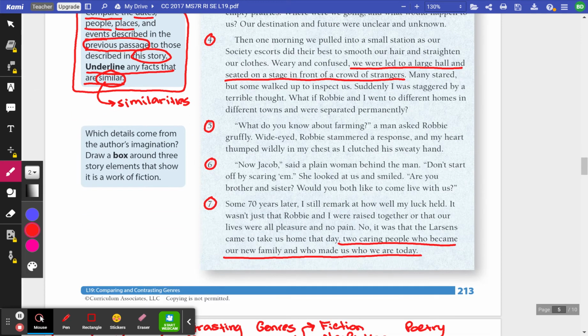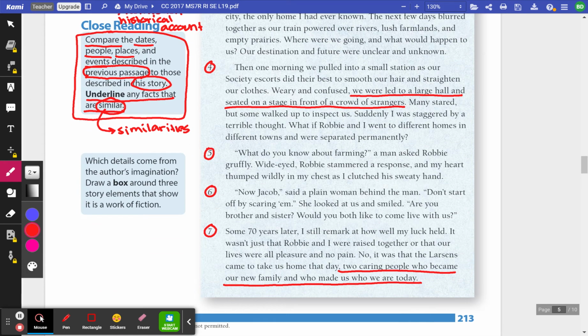Okay, so now let's look at paragraph 7, the last thing I underlined. I said two caring people who became our new family and who made us who we are today. So, based on the historical account, I know that even though some orphans didn't have the best outcome, a lot of them did. They were adopted or taken in by people who cared for them. And we know that the program resulted in a lot of positive outcomes. It tells us that in paragraph 5 of the historical account, Orphan Train Riders.